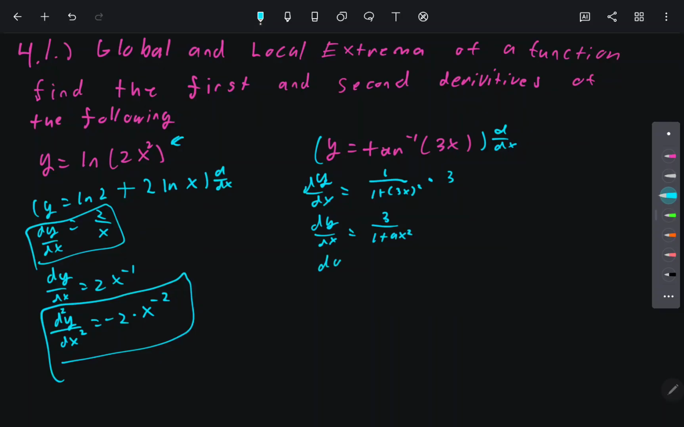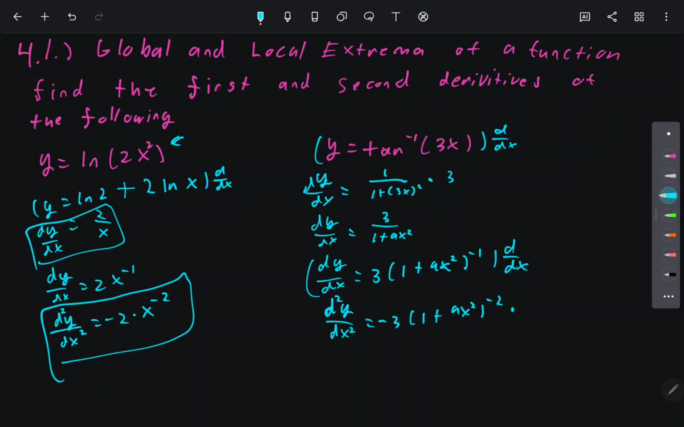Now we're going to rewrite this to make it easier to differentiate. So we get 3 times 1 plus 9x squared to the negative 1. Now this looks just like a chain rule derivative, so taking the derivative with respect to x, we get the second derivative d squared y over dx squared is going to be equal to negative 3, because we bring the power down, times 1 plus 9x squared to the negative 2, times the derivative of the inside, which is just 18x.